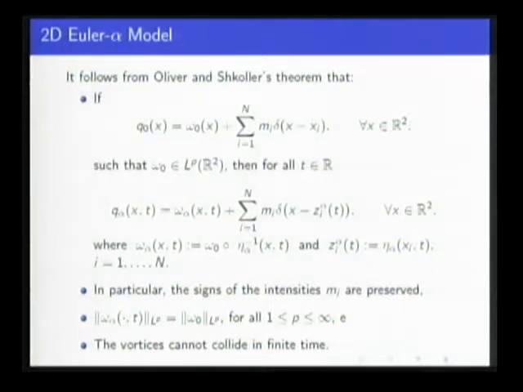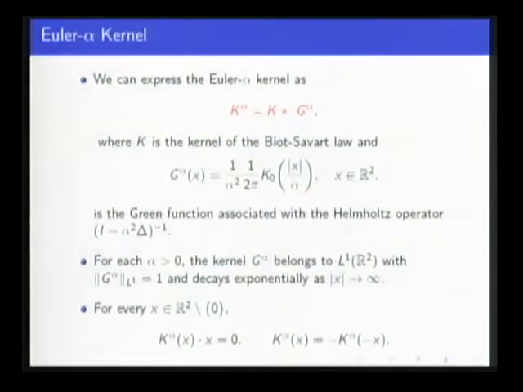And finally, we have that since Oliver and Shkoller's theorem guarantees uniqueness of solution, when we have time reversibility of solutions, we have that vortices cannot collide in finite time. Okay? So before we state our theorems, I would like first to discuss what is this Euler alpha kernel.